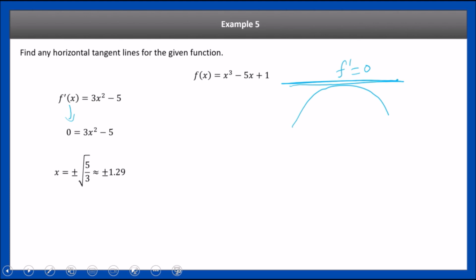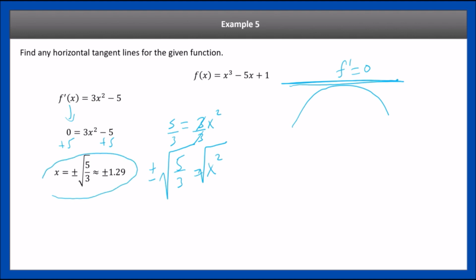Okay, so let's solve that. So in order to solve this, you're going to add 5 to both sides, right? So you get 5 equals 3x squared, then divide by 3 on both sides. And so you get 5/3 equals x squared, and then you have to, of course, take the square root. But then you can not only take the plus square root, but you can also do the negative square root, right? Because it could be positive or negative. So we got two solutions for x for where the tangent line is flat, which is plus or minus square root of 5/3, roughly almost 1.3.